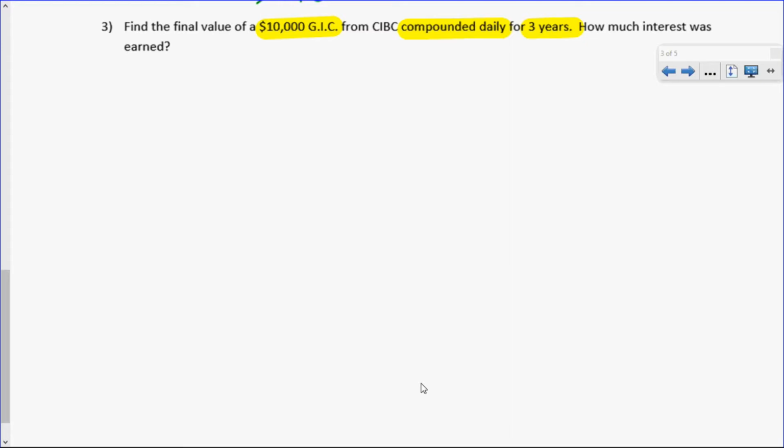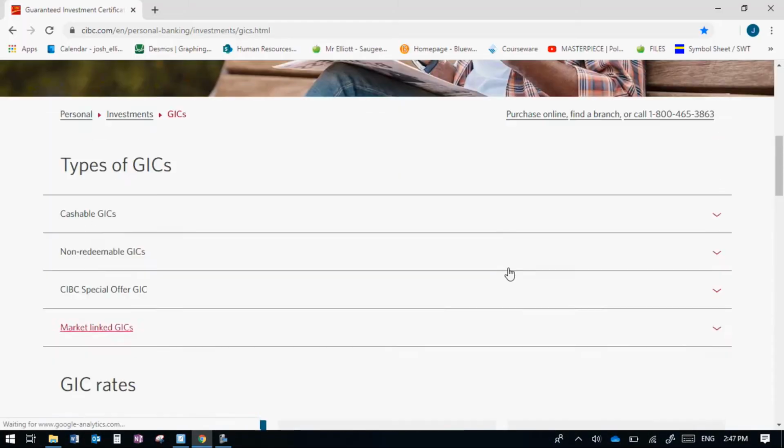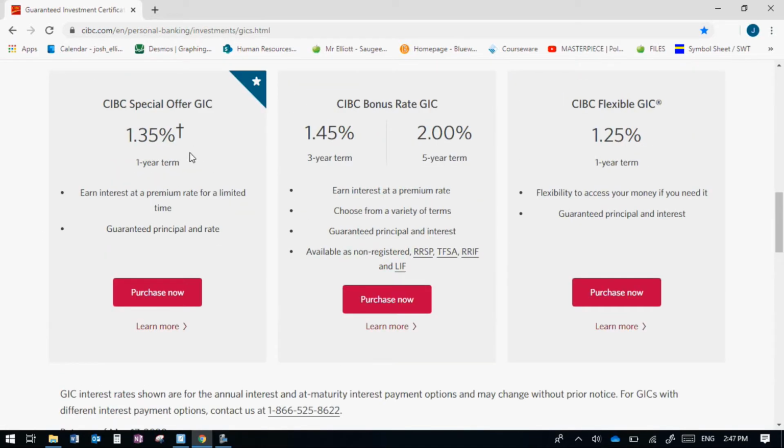So CIBC was the first bank I thought of, so let's just take a look. I pulled up their website with their GICs on it. So here are their GICs they offer. A 1-year GIC is 1.35%, so not very much interest. And if you want a flexible GIC, that's over here, where you can actually get at your money, then it's 1.25%. If you're willing to part with your money a little bit longer, the 3 years will give you 1.45% and 5 years, 2%. I'm sure CIBC sells investment packages with higher interest rates, but some risk associated with it.